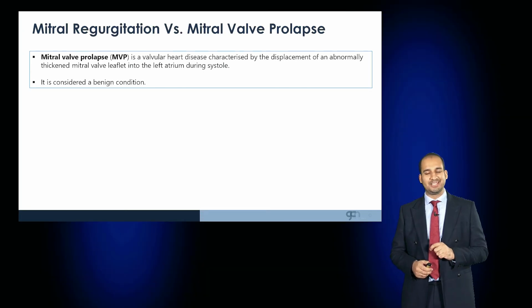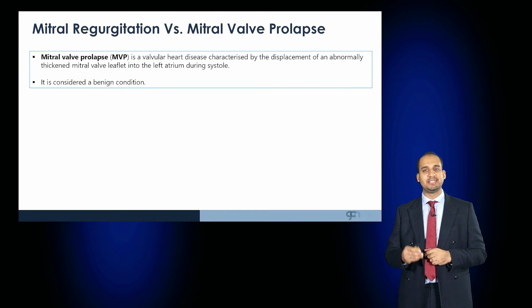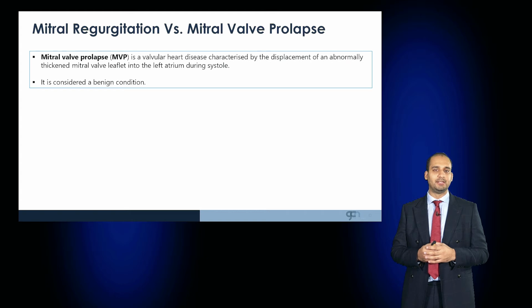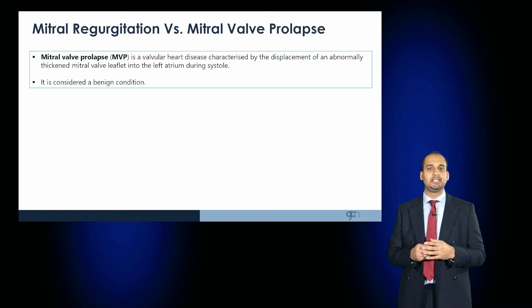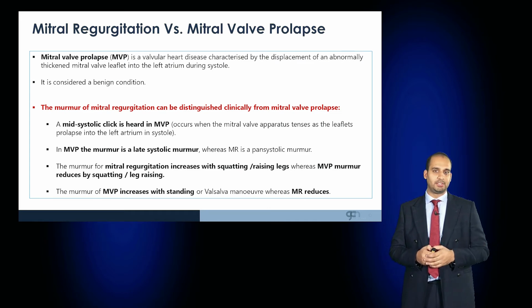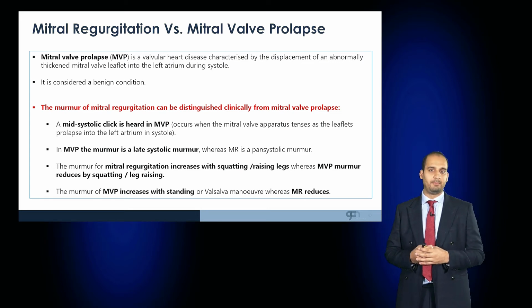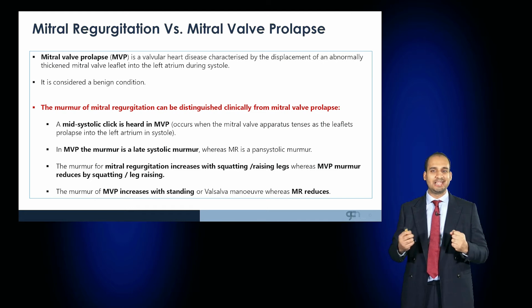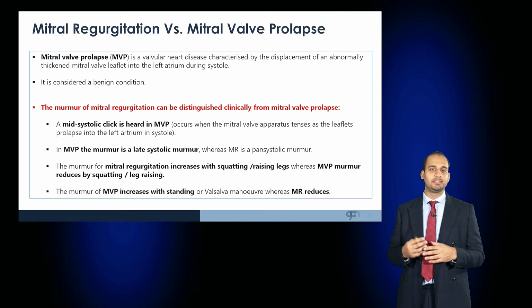Mitral valve prolapse is valvular heart disease characterized by the displacement of an abnormally thickened mitral valve leaflet which prolapses into the left atrium during systole and is considered a benign condition. The murmur of mitral regurgitation can be distinguished from the murmur of mitral valve prolapse. In mitral valve prolapse, you will hear a mid-systolic click, and that occurs when the mitral valve apparatus tenses as the leaflets prolapse into the left atrium in systole.